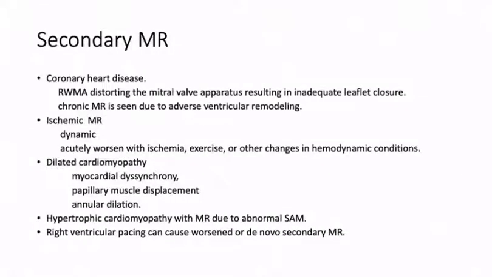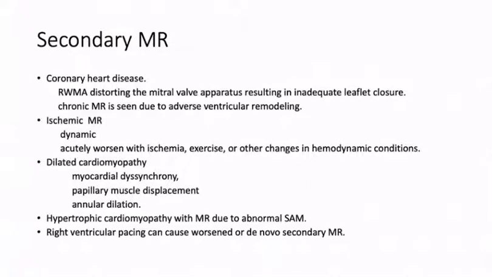Coming to secondary MR, it is mostly because of associated coronary artery disease leading to adverse LV remodeling. There is mitral annular dilatation leading to mitral regurgitation, and ischemic MR leading to papillary muscle dysfunction. It is more dynamic and worsens with ischemia. There are dynamic changes in the mitral regurgitation even with exercise, and with changes in hemodynamic parameters. Secondary MR, like functional MR, can occur in dilated cardiomyopathy because of annular dilatation with malcoaptation of leaflets and associated papillary muscle dysfunction, and this malcoaptation of leaflets leads to MR.